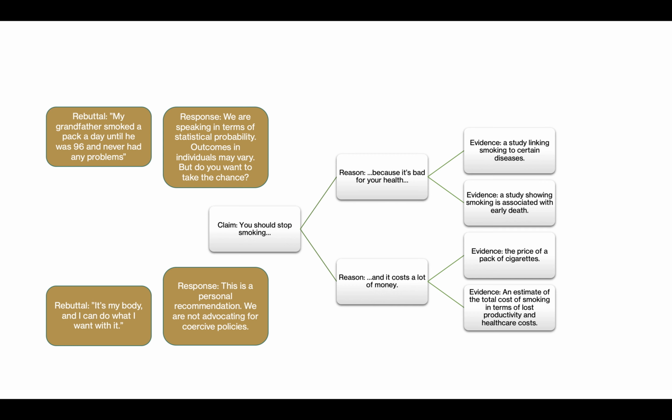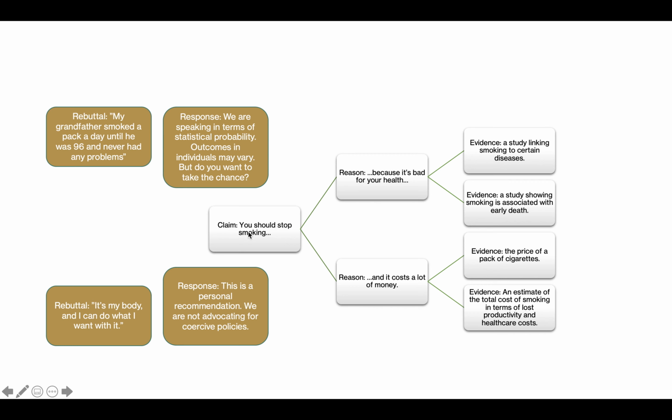So, in response to that, I might need to qualify that argument. This is sometimes called the response, sometimes called the qualifier or the limitation. I need to place limitations on how I am using this evidence so that I'm less likely to be discredited. Okay, so I can say to my friend, well, we're talking in terms of statistical probability. Yeah, your grandfather didn't have any problems and he was 96, but do you really want to take that chance? It sounds like your grandfather was actually just very, very lucky, and you might not be that lucky.